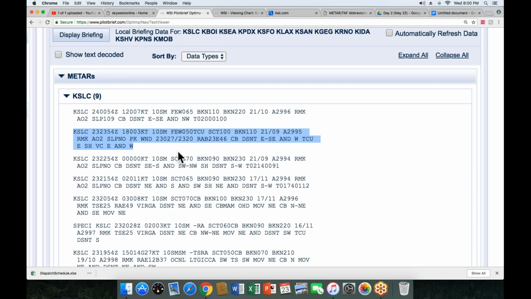So you read it right. Few clouds at 5,000, towering cumulonimbus. And then scattered clouds at 10,000, broken at 11,000. Correct. And the temperature is 21 degrees Celsius. Dew point is 9 degrees Celsius. The altimeter is 29.95? Yes, perfect. Okay.